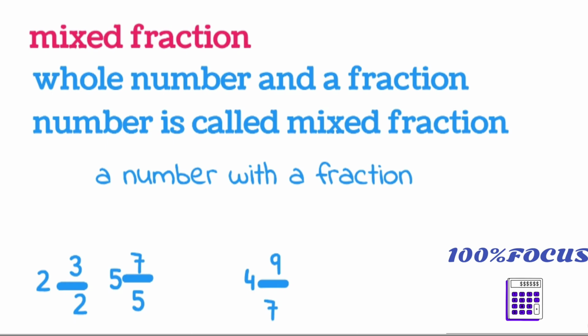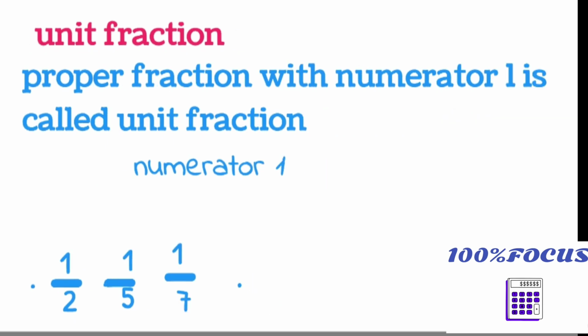2 3 by 2, 5 7 by 5, 4 9 by 7. One number with a fraction. A number with a fraction is known as mixed fraction. ఒక నెంబర్తో పాటు ఒక ఫ్రాక్షన్ ఉంటే దాన్ని మిక్స్డ్ ఫ్రాక్షన్ అని అంటారు. నెక్స్ట్ యూనిట్ ఫ్రాక్షన్.